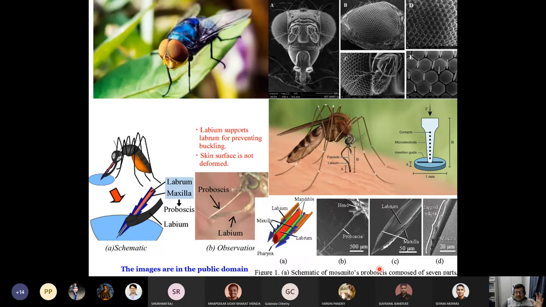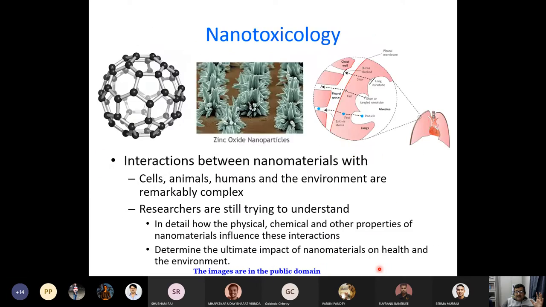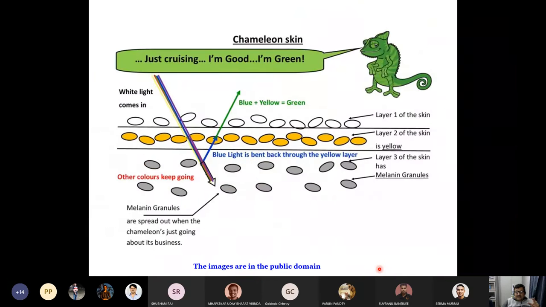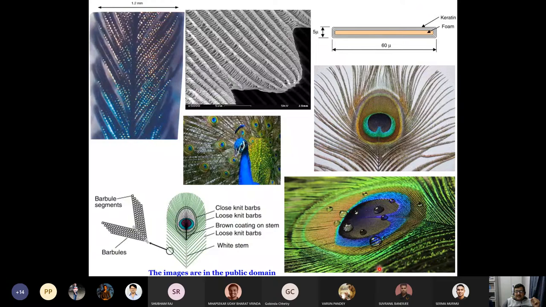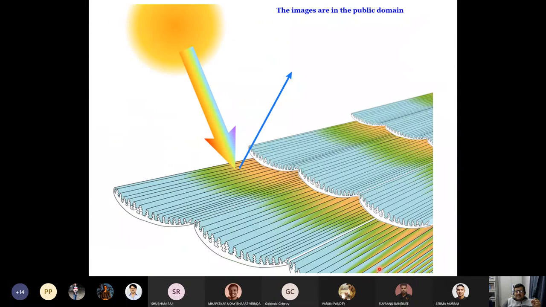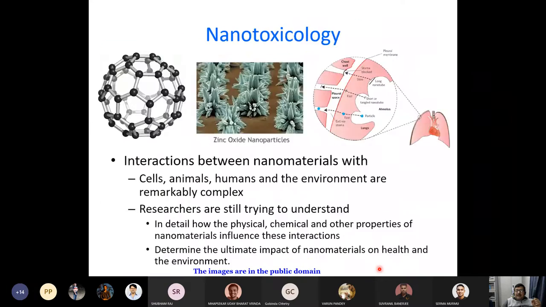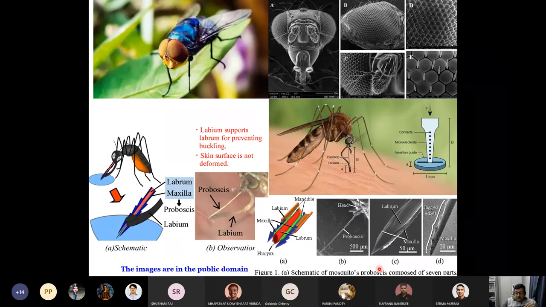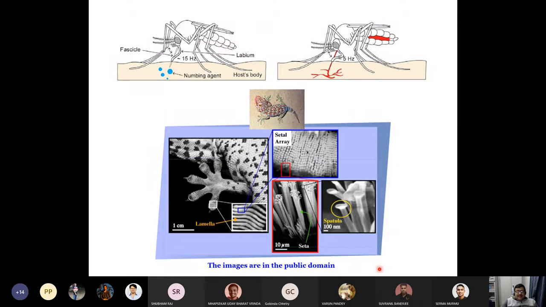This particular area, what I have been talking about for the last few slides, this type of human systems, this type of chameleon systems, peacocks, beetles, this particular area is called biomimetics. You can surf on the internet; biomimetics is a hugely popular area. Typically, it will vibrate this labium at 15 hertz. Before they put the numbing agent here, and then they put this vesicle, and then they will start sucking the blood.